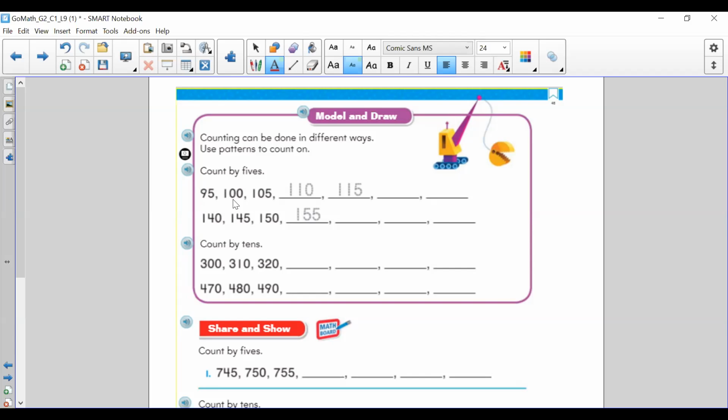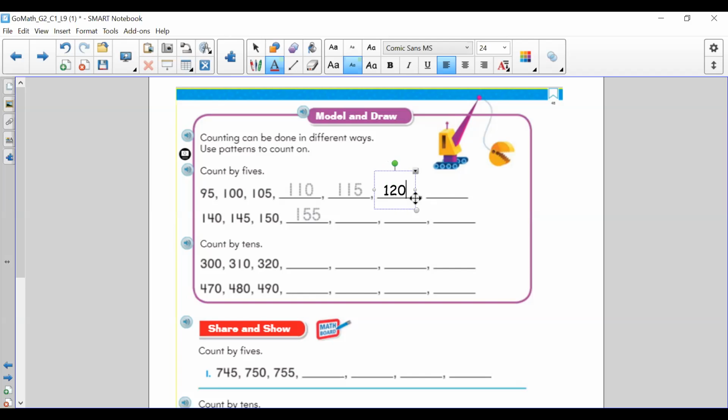So 95 plus 5 is 100. And 100 plus 5 is 105. Plus 5 is 110. Plus another 5 is 115. Can you think of what two numbers come next? 95, 100, 105, 110, 115. You just add 5 to each number. So what number do you think comes next? We can write it in. 120.